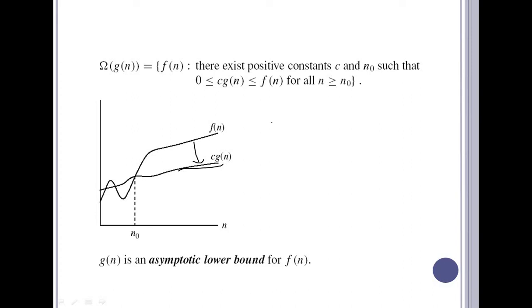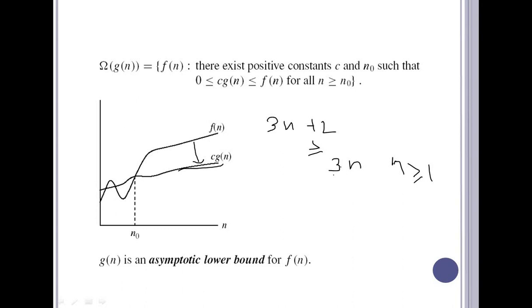So we will take the same example and see that you have to find the c and the n0 in such a way that c multiplied by g of n is always less than f of n. For example, we will take the same example, 3n plus 2. I will take c as 3 and g of n as n. So we can see that 3n plus 2 is always greater than or equal to 3n, for n greater than or equal to 1.